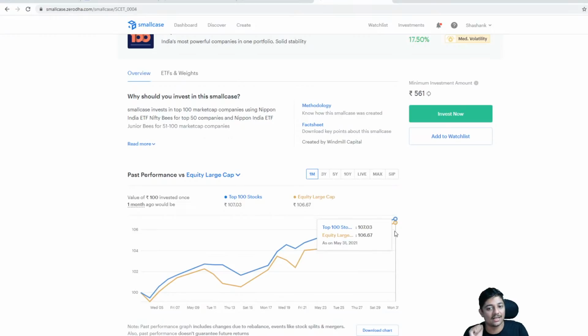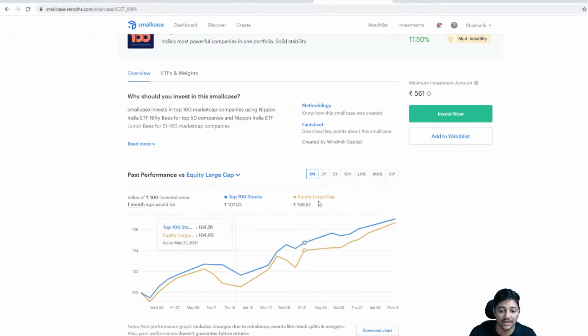Now you tell me, is that a good thing or a bad thing? In 1 month, it went up by 7%. You guys tell me. In my opinion, 7% is good for a monthly return. But again, I want to see a little more.